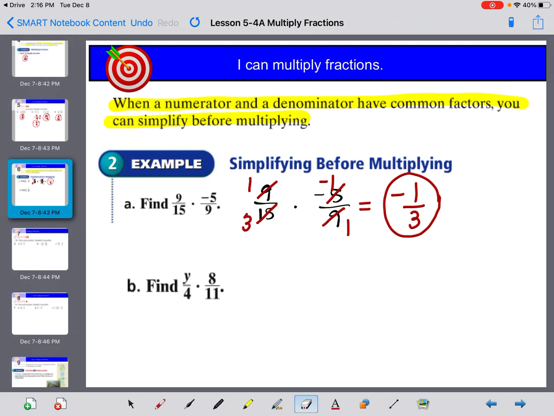All right, what if there's a variable? It's okay if there's a variable. Don't be nervous. The first thing that you're going to do is simplify. Any numerator and any denominator combination can be simplified. In this case, 4 and 8 have a common factor of 4. 4 divided by 4 is 1. 8 divided by 4 is 2. Then I take 2 times y and I get 2y. 1 times 11 and I get 11. There are no common factors after that, so leave it. 2y over 11.